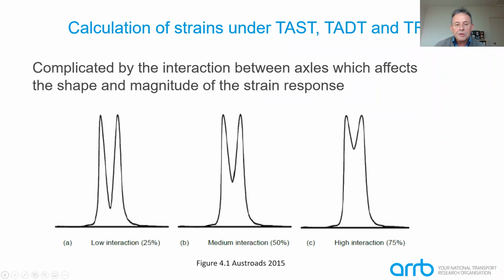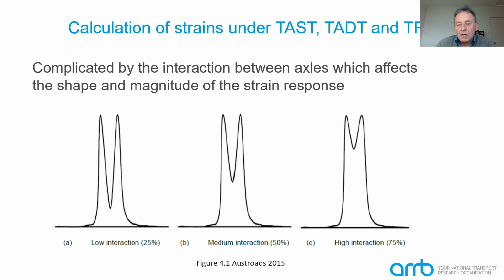As I mentioned when I was going through here, this low interaction might be for a thin asphalt surface, where we're looking at the strain at the bottom of the thin asphalt layer. So in that case, the axles essentially are independent of each other. There's no interaction. Whereas for a thick asphalt, there's interaction between the effect on the strain due to each of the axles in the group. And that effectively reduces the peak strains. That interaction reduces the peak tensile strains that develop at the bottom of the asphalt.